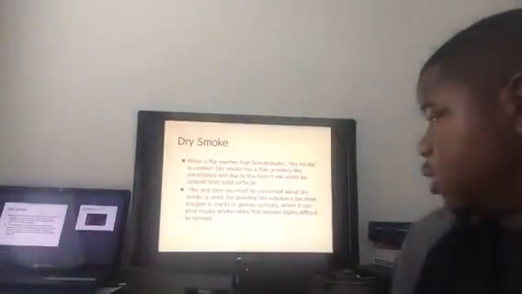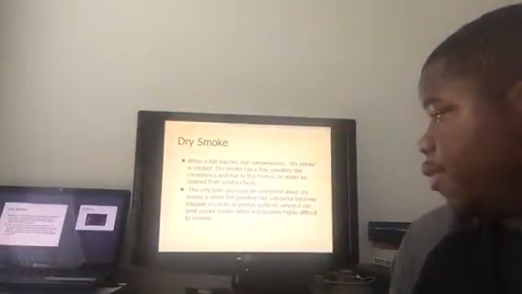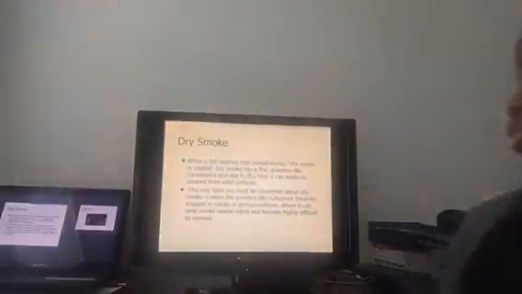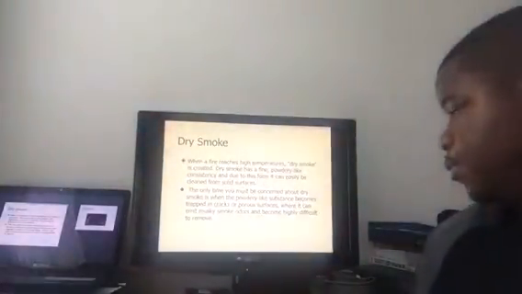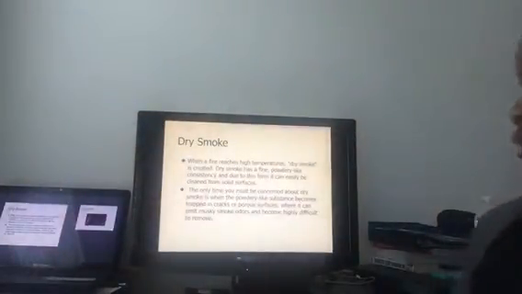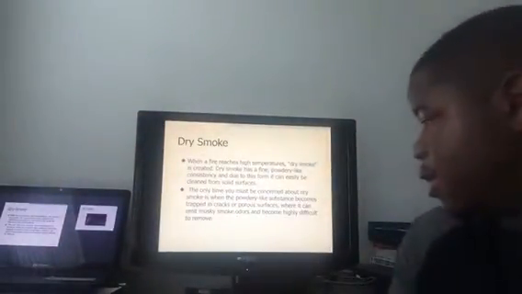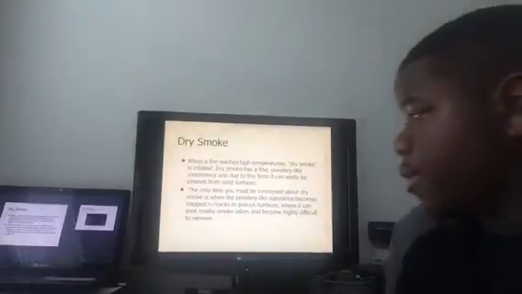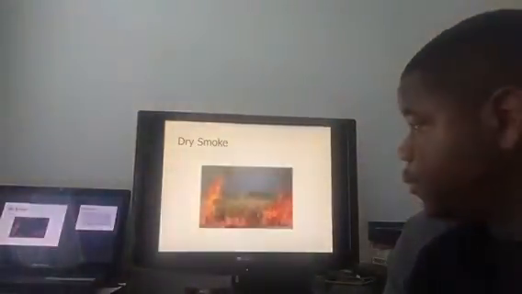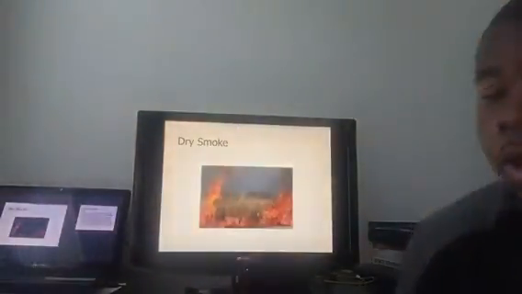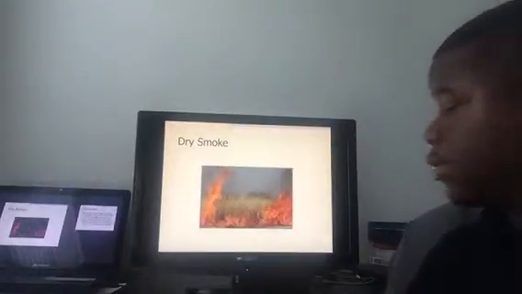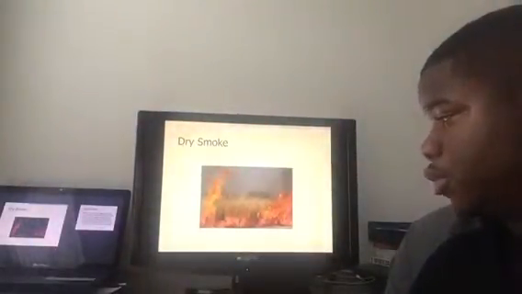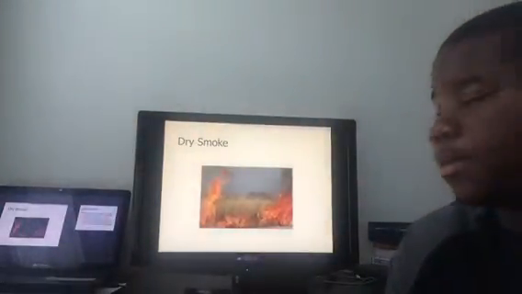The only time you must be concerned about dry smoke is when the powder-like substance becomes trapped in cracks and porous surfaces. It can then emit musky smoke odors and become highly difficult to remove. So this is an example of dry smoke. This is a grassland on fire. So that's very important when talking about containing fire and stuff like that.